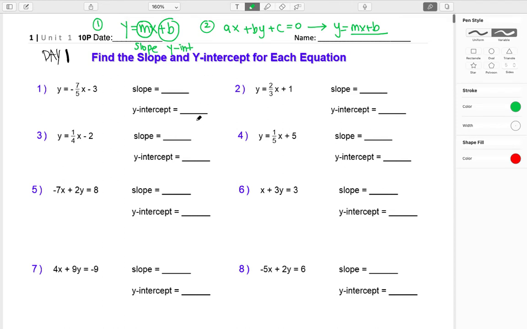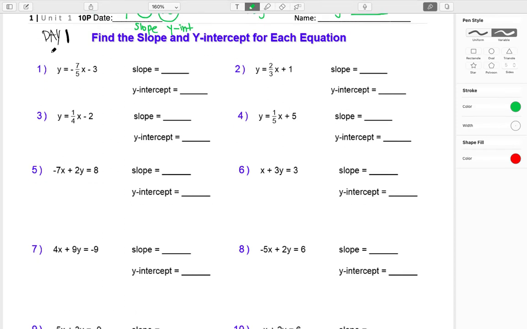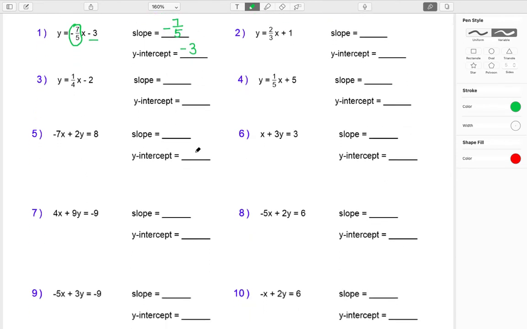So let's take a look at equation 1. We have y is equal to negative 7 over 5x minus 3. As you can see, we have negative 7 over 5 in front of x. So that is going to be my slope, negative 7 over 5. And a constant after the x without a variable, in this case negative 3, is my y-intercept.